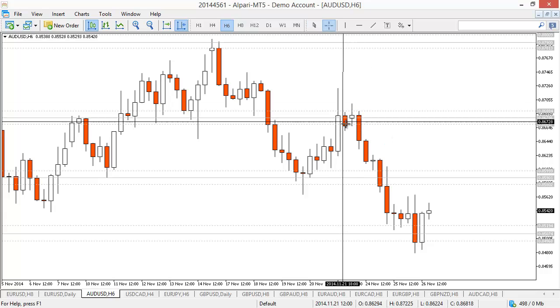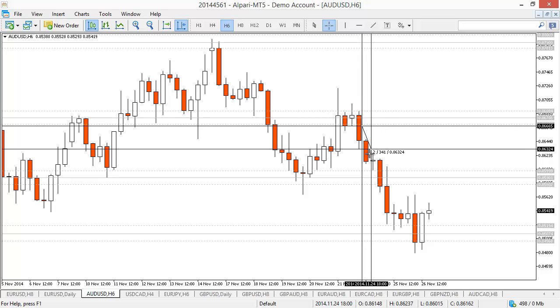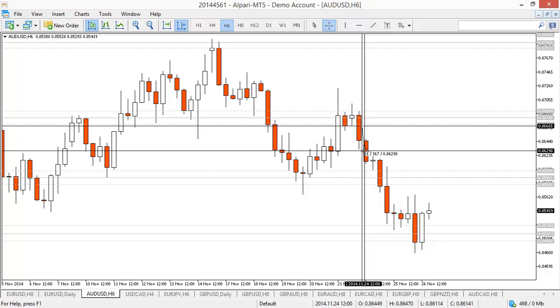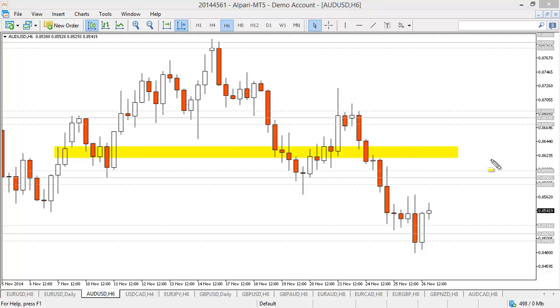So it wasn't that big a stop loss, 20 something pips. First target was here, around about 36 pips. So that's better than 1-to-1 on my first target. Now the first target was here for the same reasons it would have been here when we were trading it long from the first trade I showed you guys.